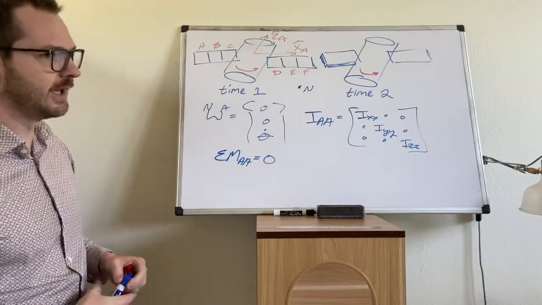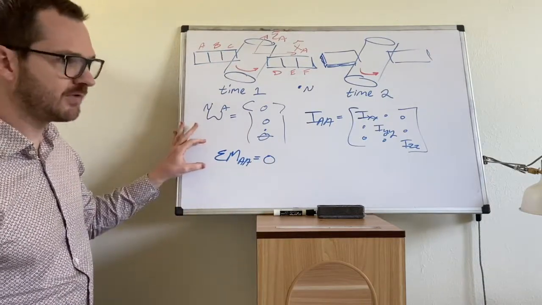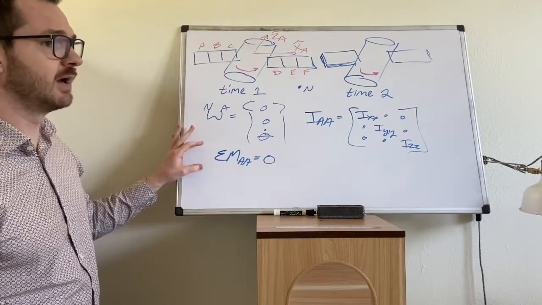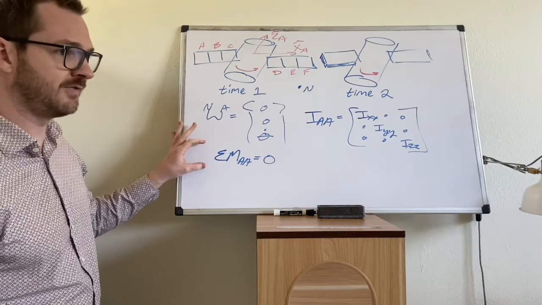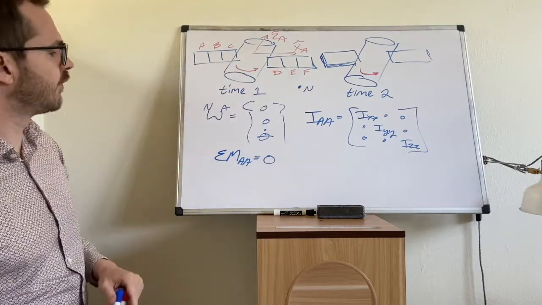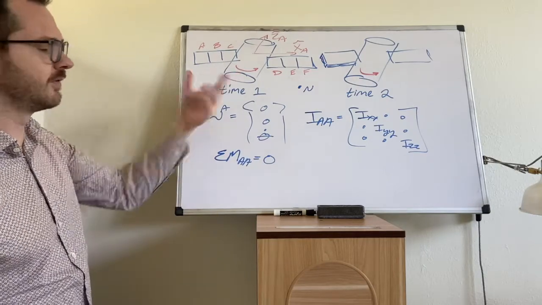This is an important claim. If you can make this claim, if you can prove it, then you can apply conservation of angular momentum. You have to be able to justify this though. So can we justify it for this system, for this body?